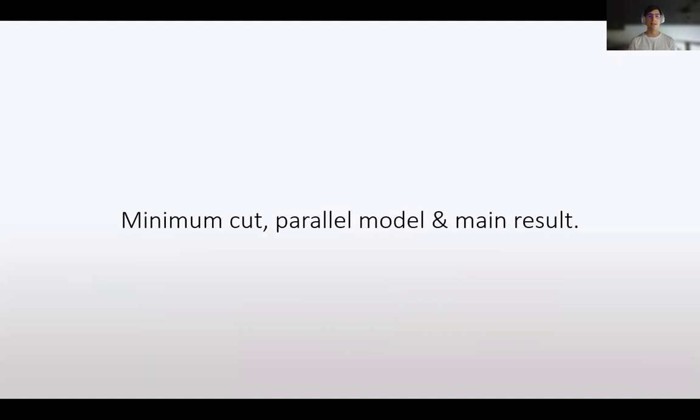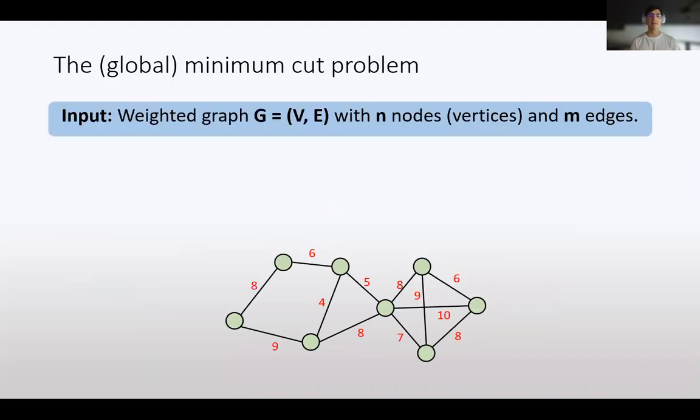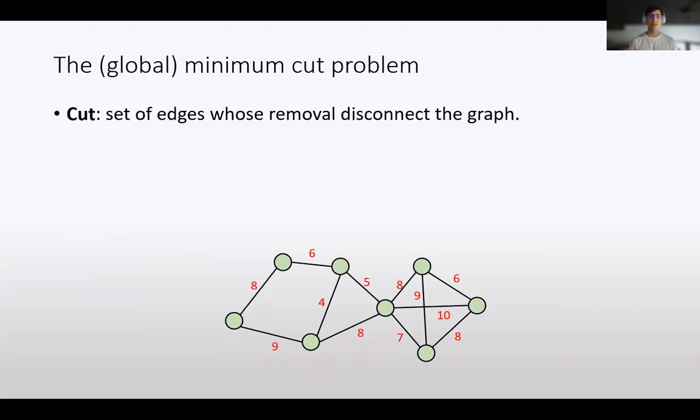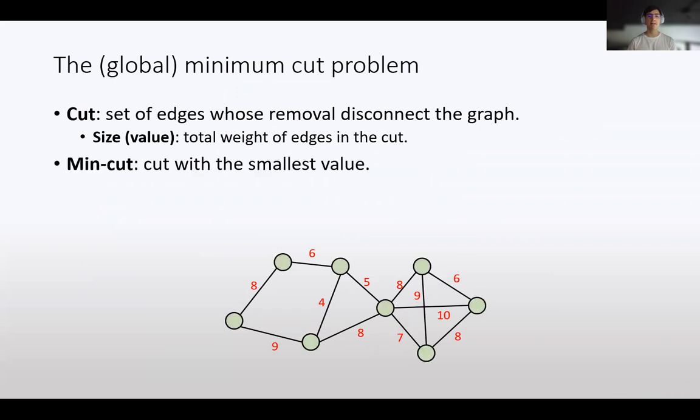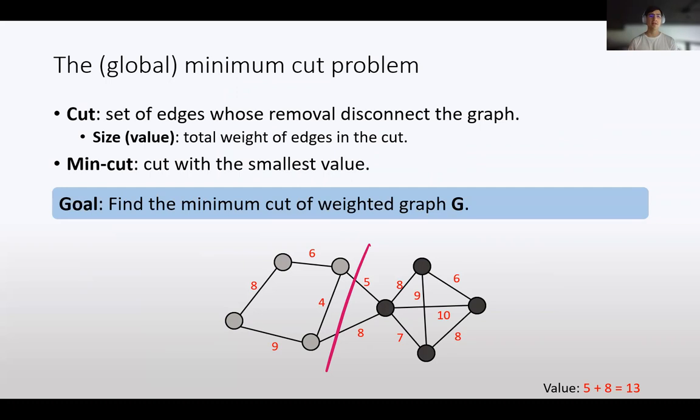Next, I will define the minimum cut problem, describe the parallel model of computation used, and then proceed to state our main result. The minimum cut problem is a classic graph optimization problem. Given a weighted graph with n nodes and m edges, a cut is defined as a set of edges whose removal disconnects the graph, and the size or value of a cut is defined as the total weight of edges in the cut. Now, the minimum cut is the cut with the smallest value out of all possible cuts in the graph. In the figure, it can be checked that the middle edges define such a minimum cut. The goal is, given such a graph G, to find the minimum cut of the graph.